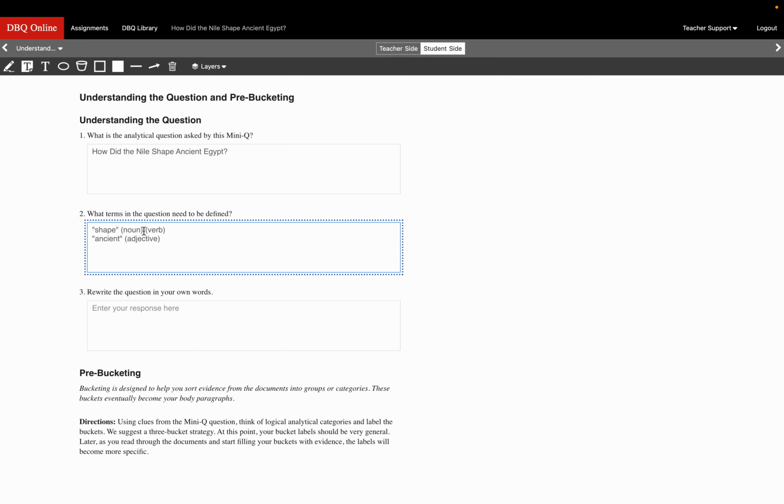if shape were a noun, we would have circles, triangles, squares, and that's not what we're talking about. We're not saying how did the Nile quadrilateral ancient Egypt. That wouldn't make any sense, right? So in this case, shape is going to actually be a verb, not a noun. And in this case, it's going to be something along the lines of effect or influence. With ancient being an adjective, that just means something from the very distant past.